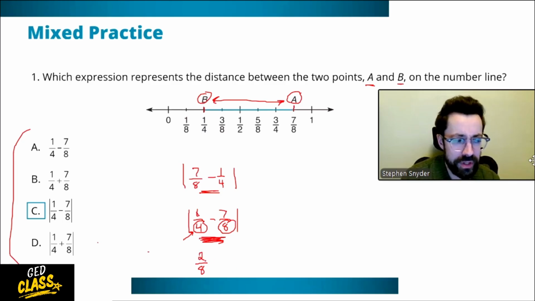Let me give you a couple ways to think about it. One way to think about it is you can always multiply the top and bottom of a fraction by anything you want. So if you want to multiply the top and bottom by 2, that's totally fine. You can absolutely do that. It's not going to change the value of it.